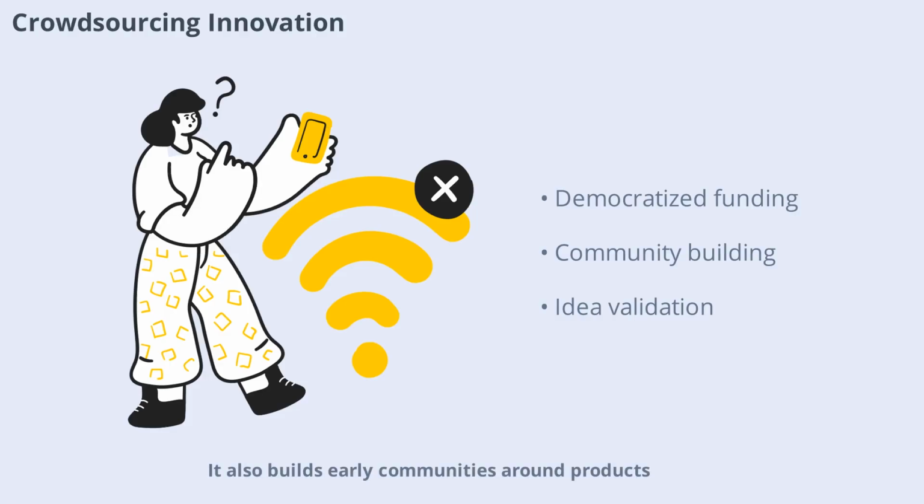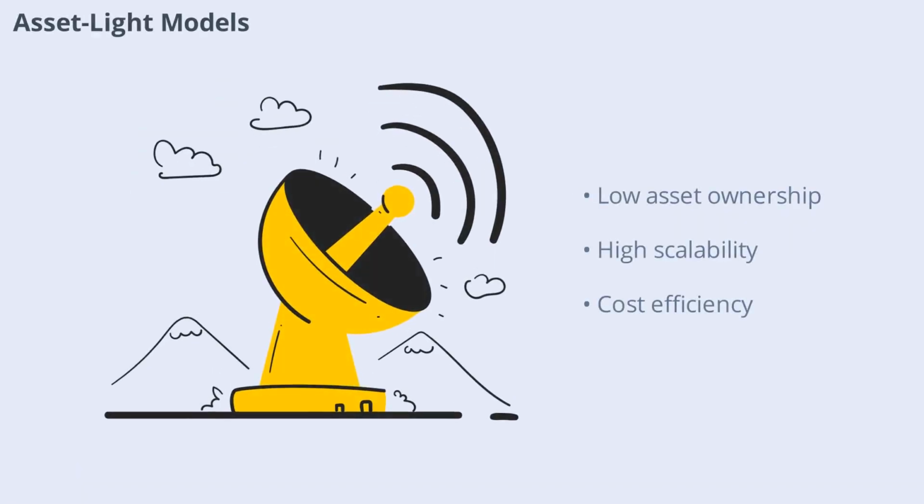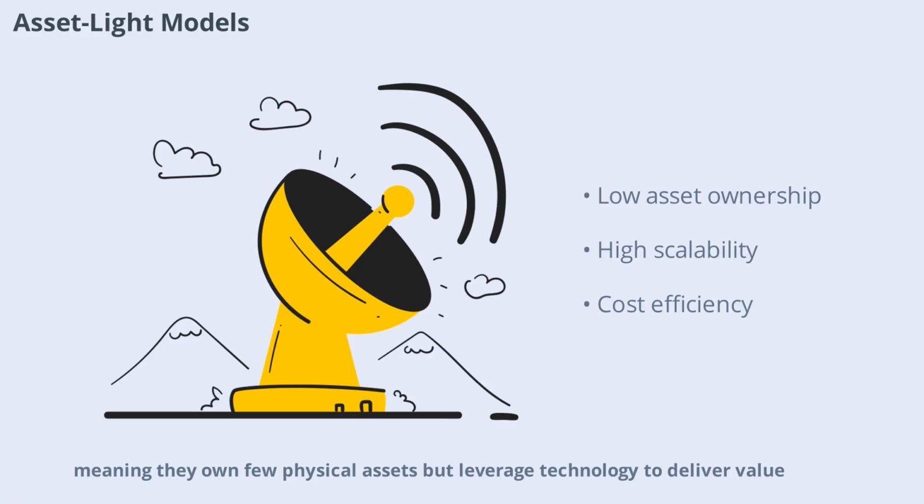It also builds early communities around products, increasing the chances of success and fostering innovation from the ground up. Disruptive businesses often use asset-light models, meaning they own few physical assets but leverage technology to deliver value. For example, Uber doesn't own cars and Airbnb doesn't own properties. This approach reduces costs, increases scalability, and allows companies to adapt quickly to changing markets.